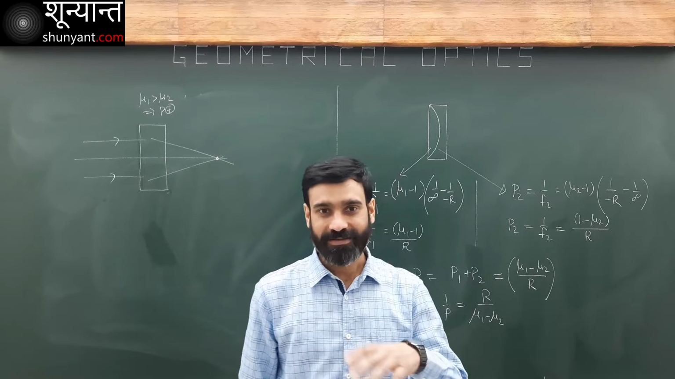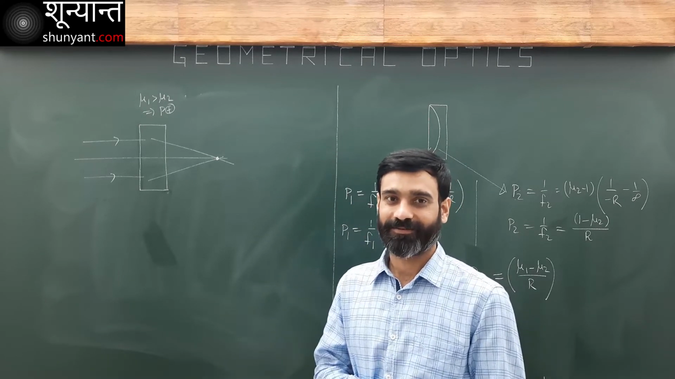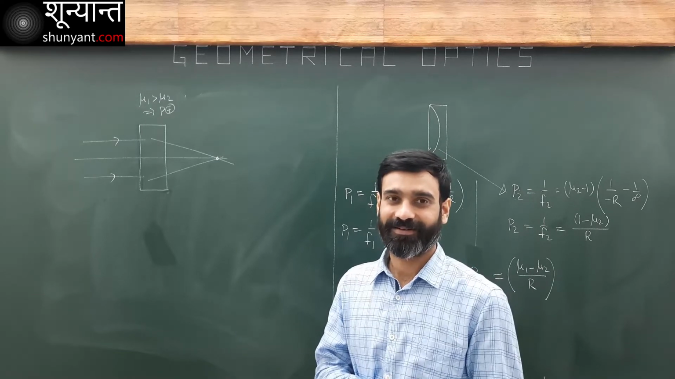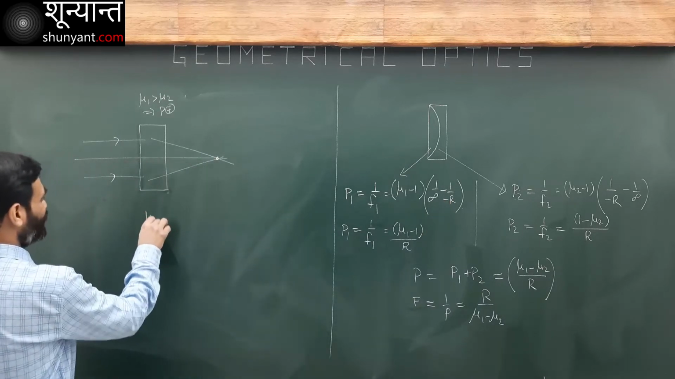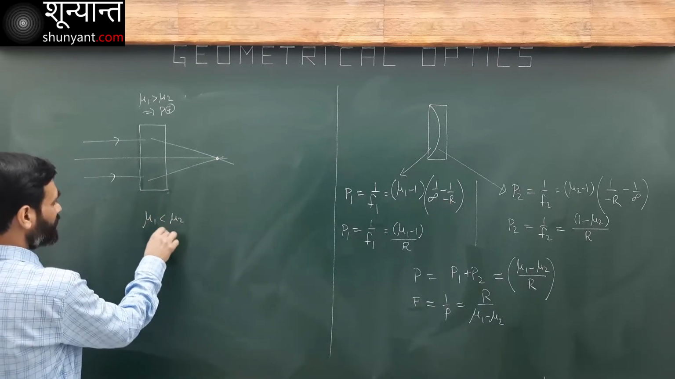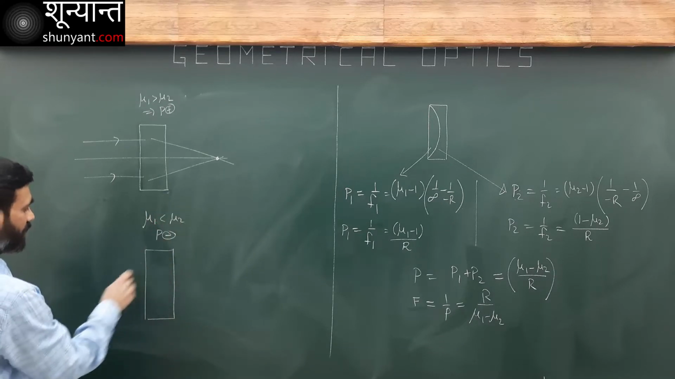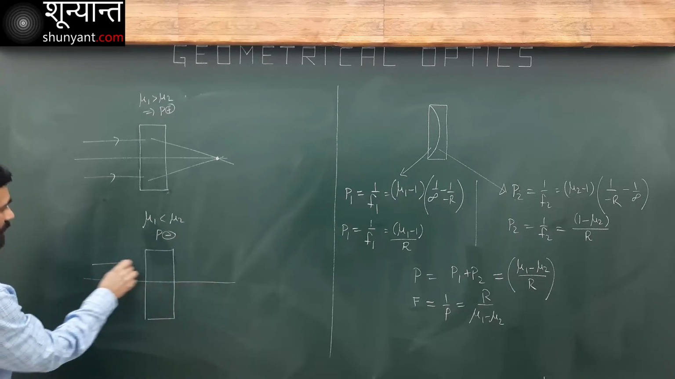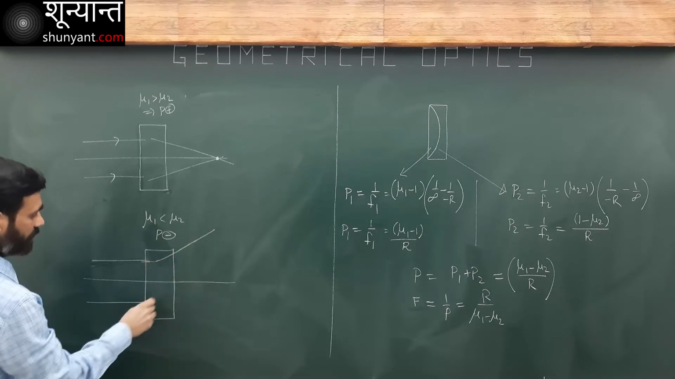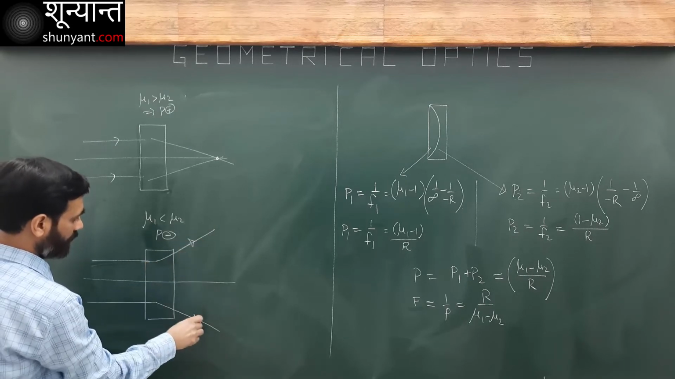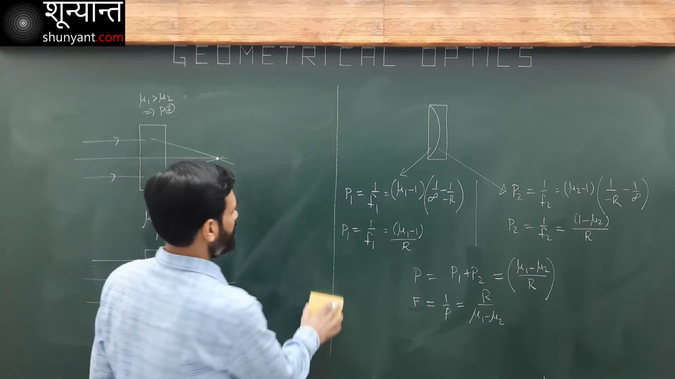So the appearances can be very misleading. Do not run after the appearances. Look at the content. What is the content here? And then if mu1 is less than mu2, then power is negative. In that case, the same glass slab starts behaving like a diverging lens, like this. And now, what if both are the same?